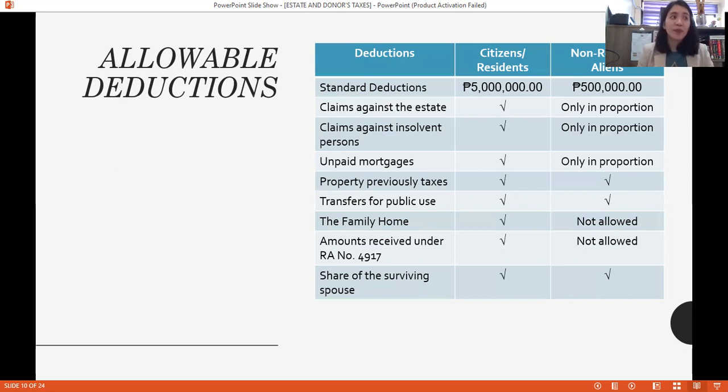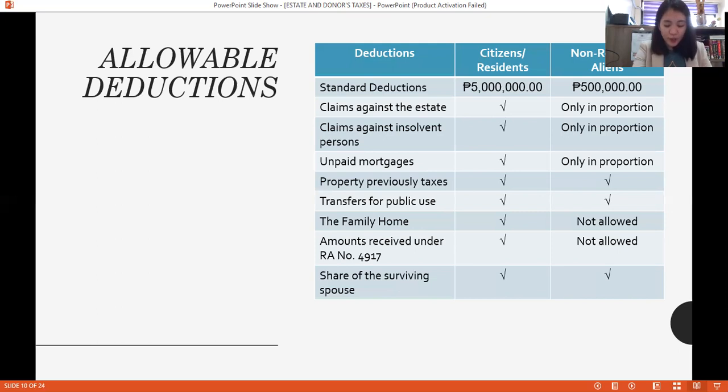Take note na yung 80% based siya sa value ng property inherited. Okay? Then, kapag more than 2 years but not more than 3 years, 60% na ng value. Kapag more than 3 years but not more than 4 years, 40% ng value. Kapag more than 4 years but not more than 5 years, 20% yung value. Pag more than 5 years na yan, balik siya sa regular. So wala nang allowed deduction for property previously taxed.